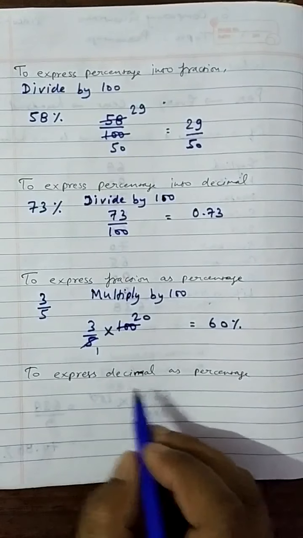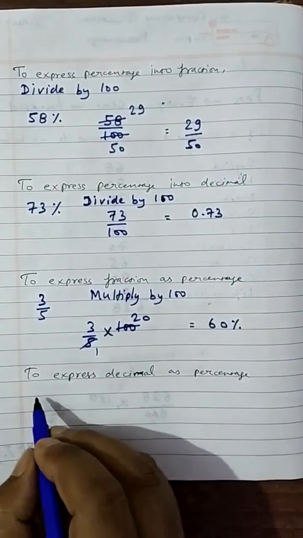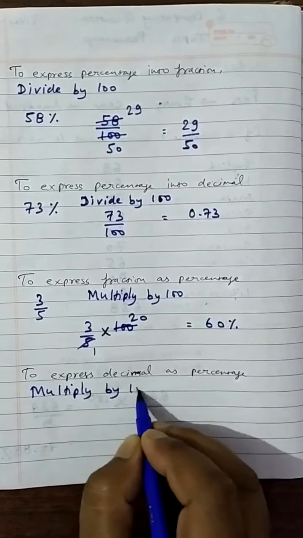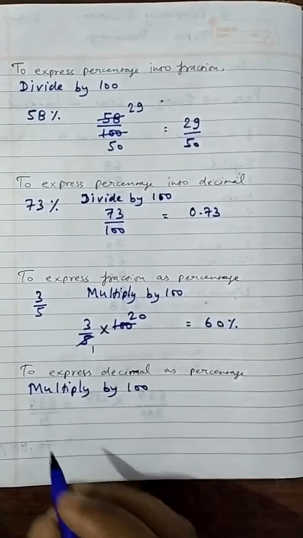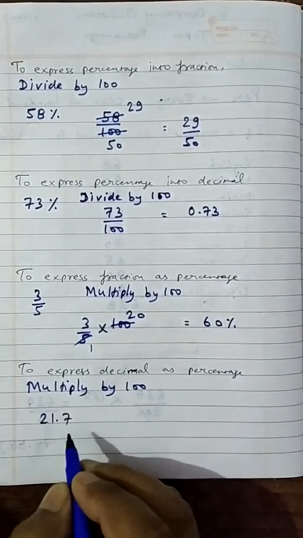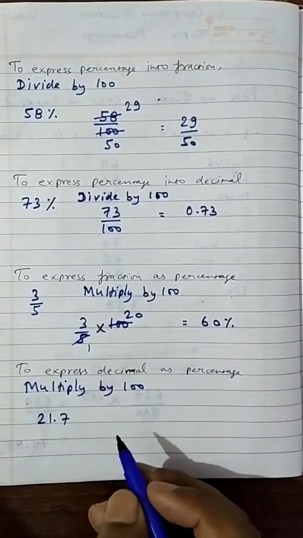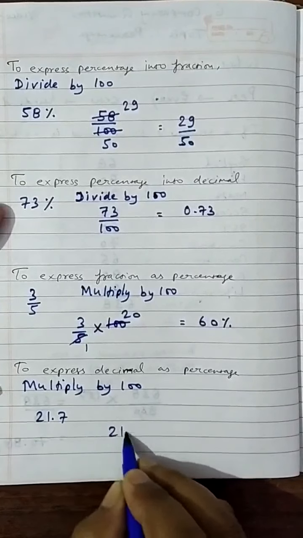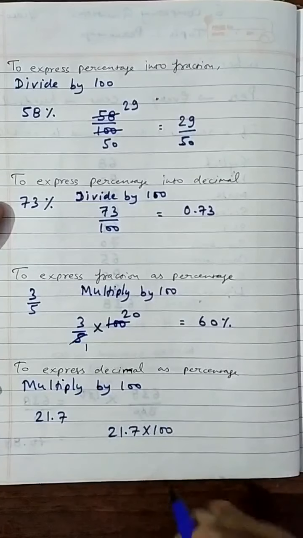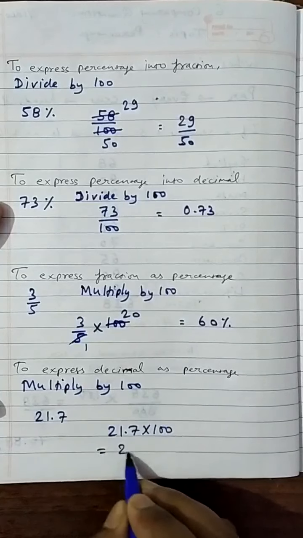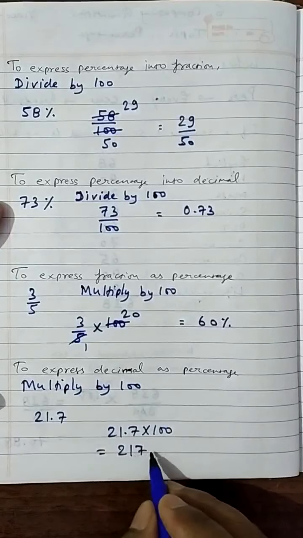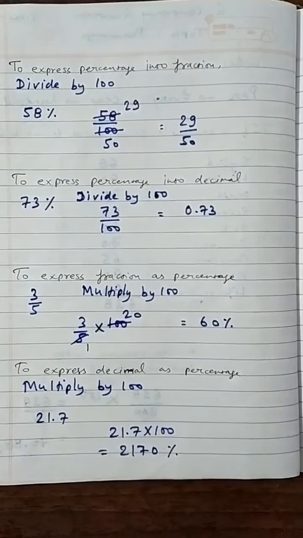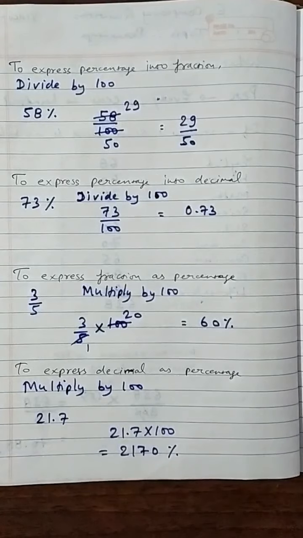To express a decimal as a percentage, again multiply by 100. Suppose I have a question 27.1 and I want to convert it into percentage. Then I will multiply it by 100. It gives you 2710. So this much is the percentage.